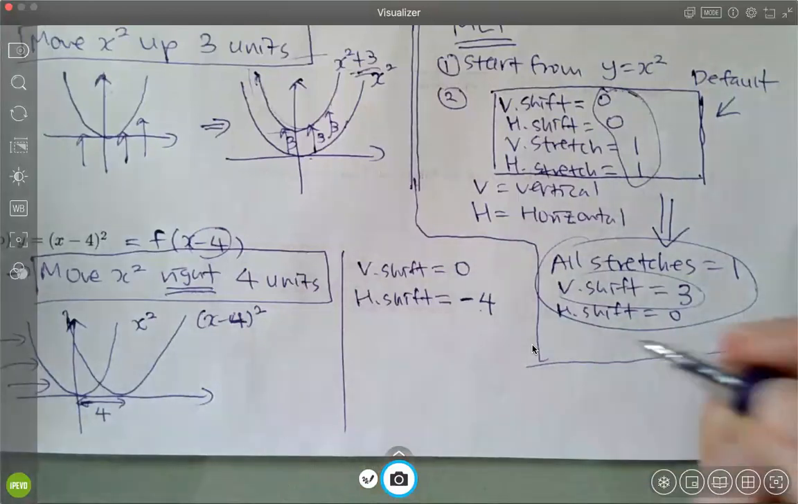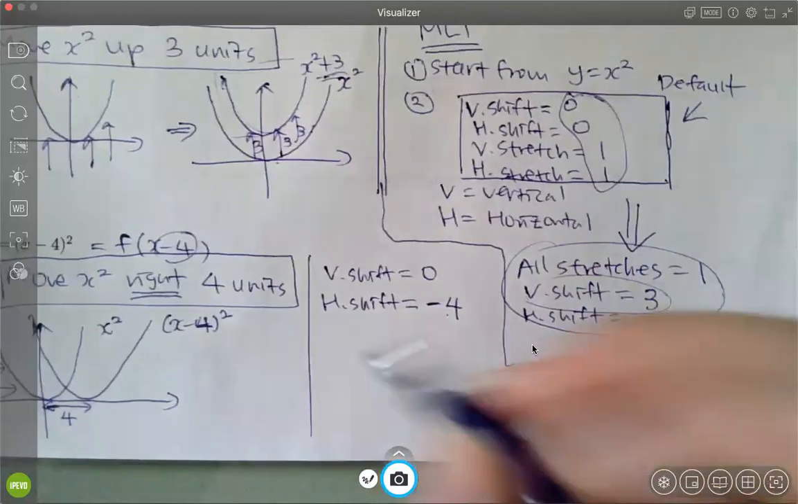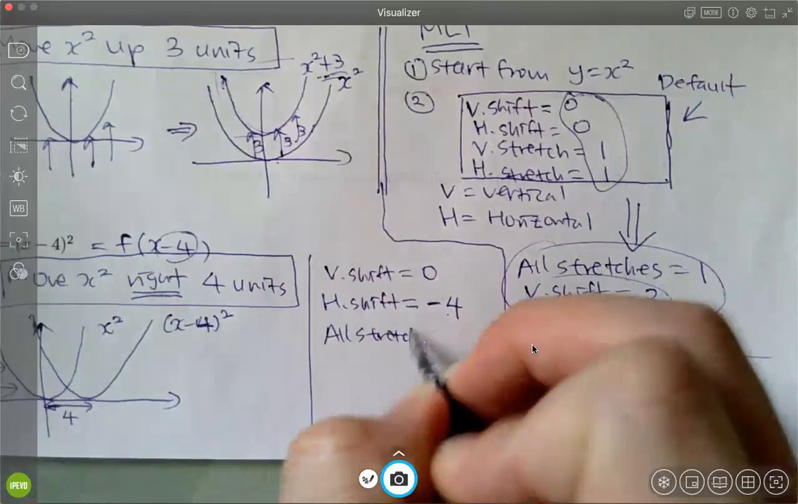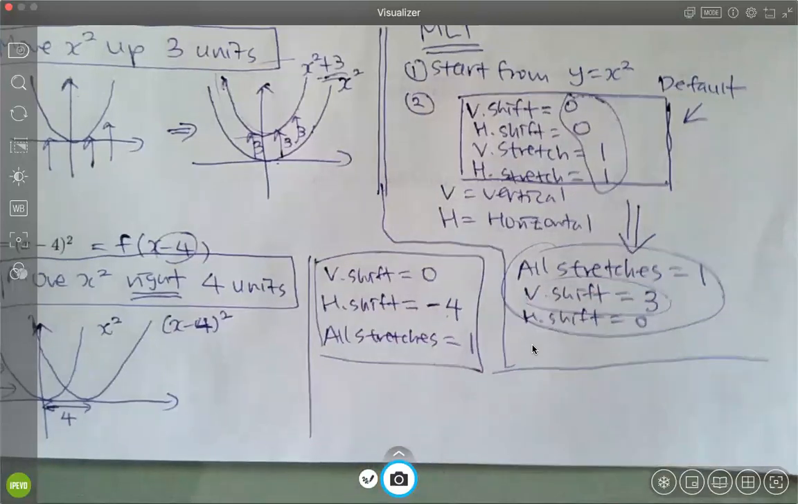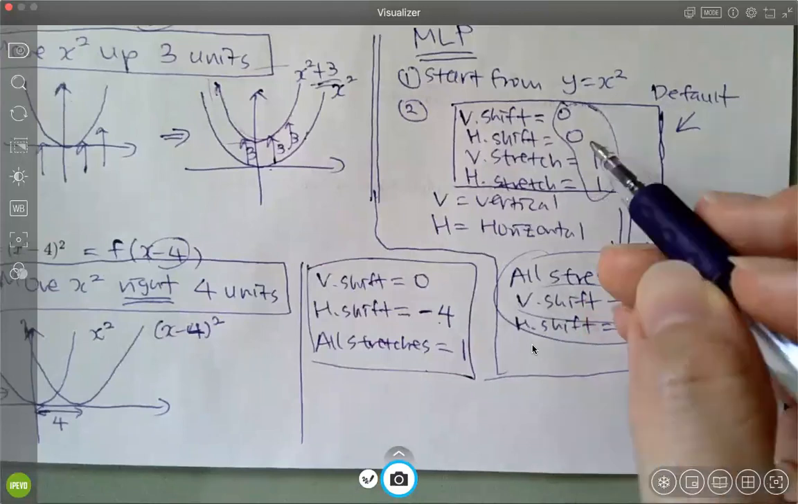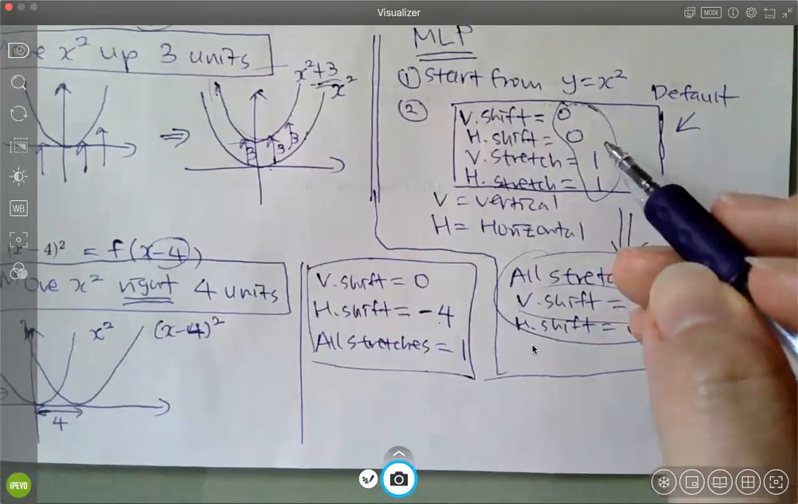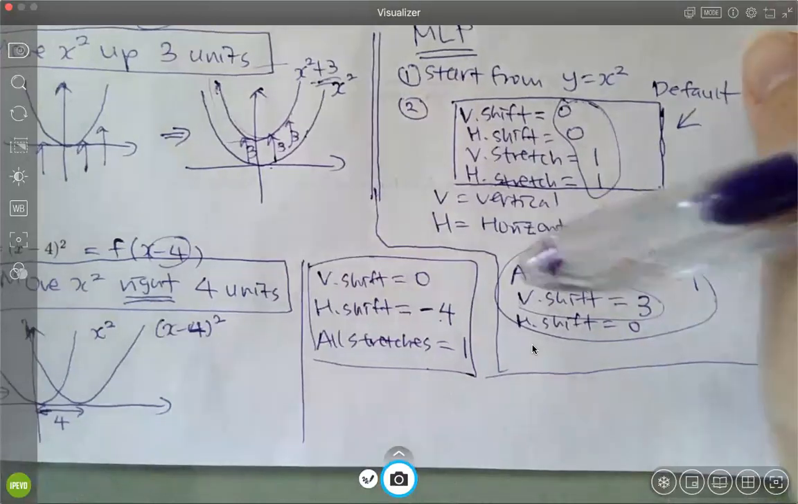And then all the stretches, well, we are not stretching at all, so just the same as 1, right? So we just keep them as they are. Again, once we cover the stretches, I will tell you why 1 is the default number for no stretch, whereas 0 is the default number for no shift. Okay, so that is B.